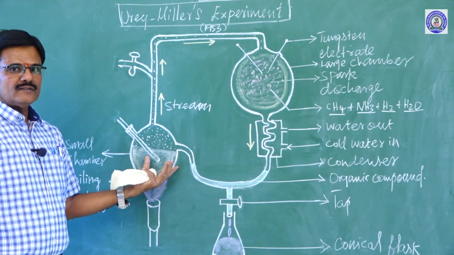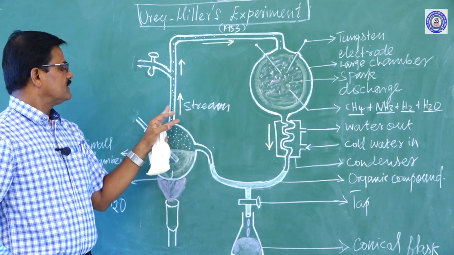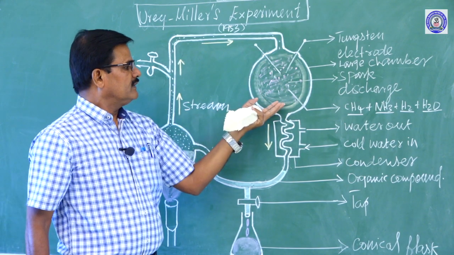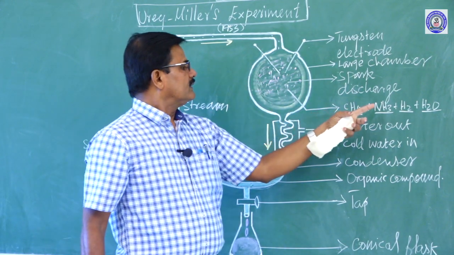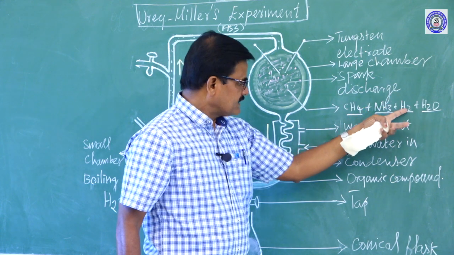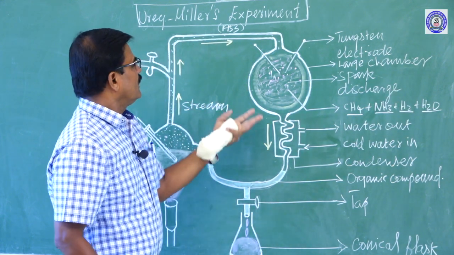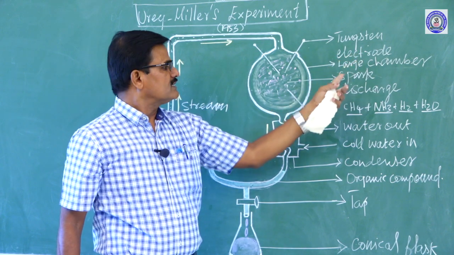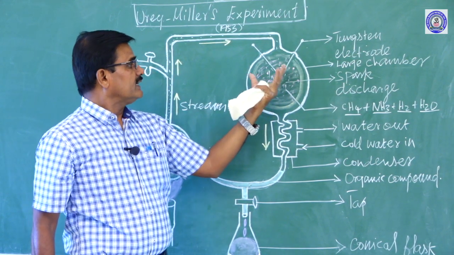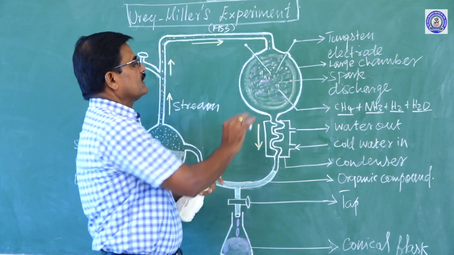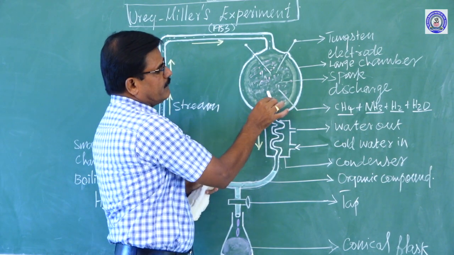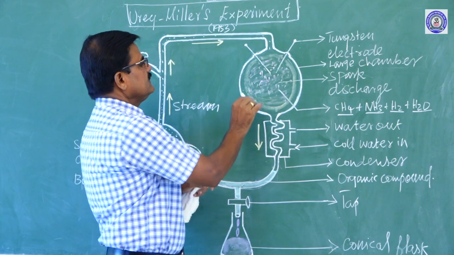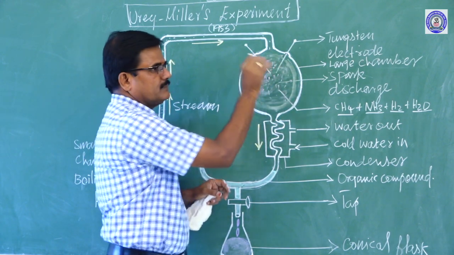At the time of boiling the water, the steam comes out. The steam moved through the tube and poured into the large chamber, which already contains ammonia, methane, hydrogen and water. After the steam enters the large chamber, the tungsten electrode discharges the spark. When the spark is introduced inside the chamber, it circulates the steam, ammonia, methane, hydrogen and water. These are all well mixed inside the large chamber.